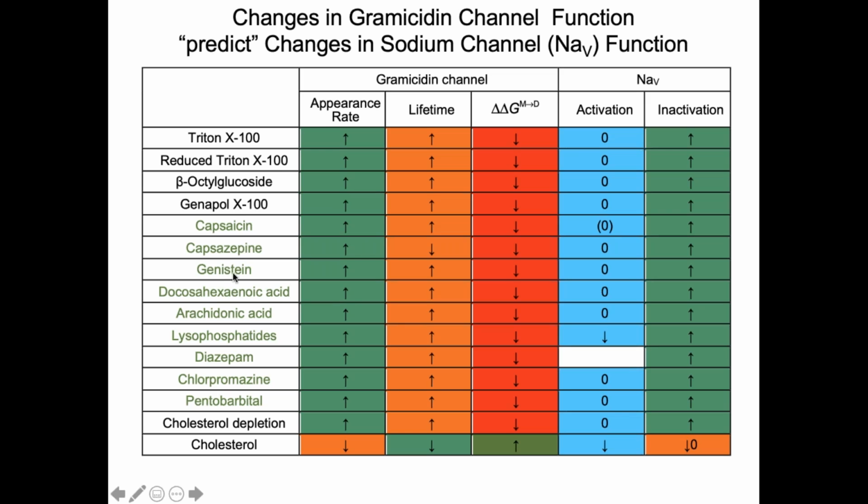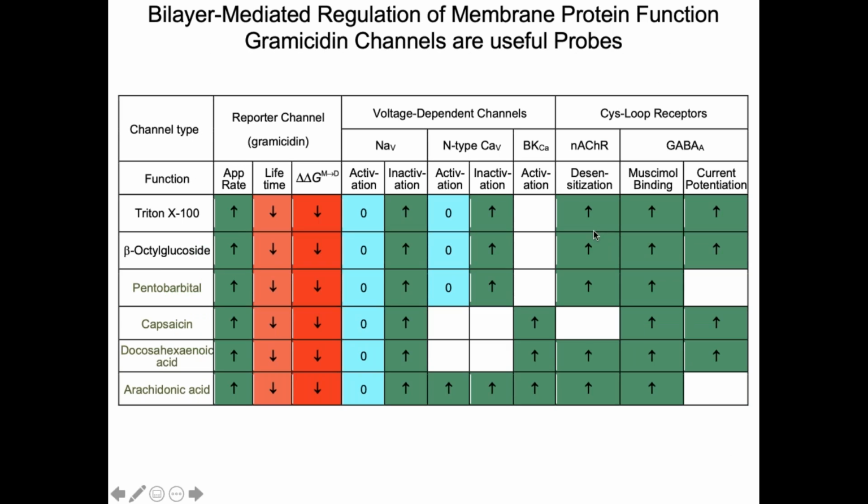When capsaicin or adenosine does something to gramicidin channels, we can predict what happens to the changes in sodium channel function. By this, I do not mean to exclude the fact that there can be more chemically specific interactions, but the changes in the bilayer properties that we sense with gramicidin channels turn out to be an important regulator of sodium channel function.